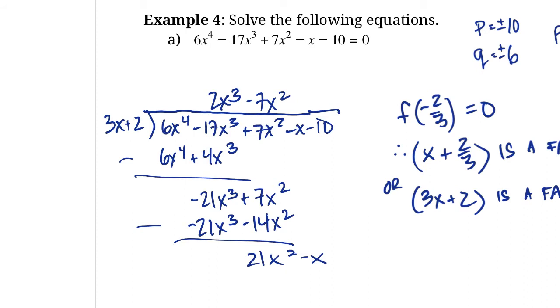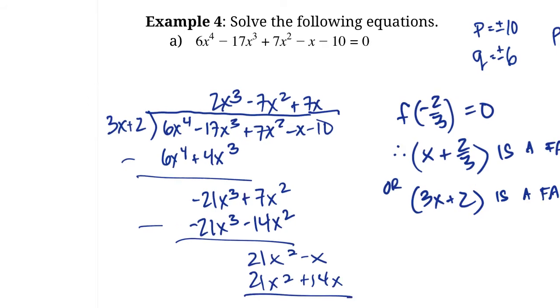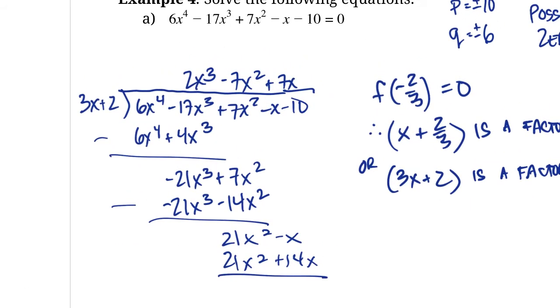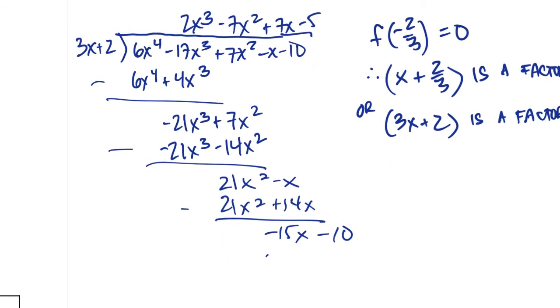So then I'm going to multiply that. 3x times 7x will give me 21x squared, right? So that's 21x squared, and then plus 14x. Subtract that. Negative 1 minus 14 is negative 15x, and then bring down that 10. And then let's do that one more time. So it's going to be negative 5 that I need to multiply that by to get that. So it's negative 15x minus 10.